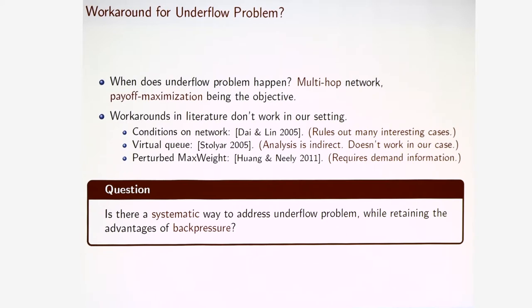Actually, the perturbed max weight is trying to use the queue lengths plus a constant as a dual variable to push the optimal queue lengths into the interior of the state space. So it's not a projected gradient descent. Yeah. And we cannot do projected gradient descent for a multi-hop system.